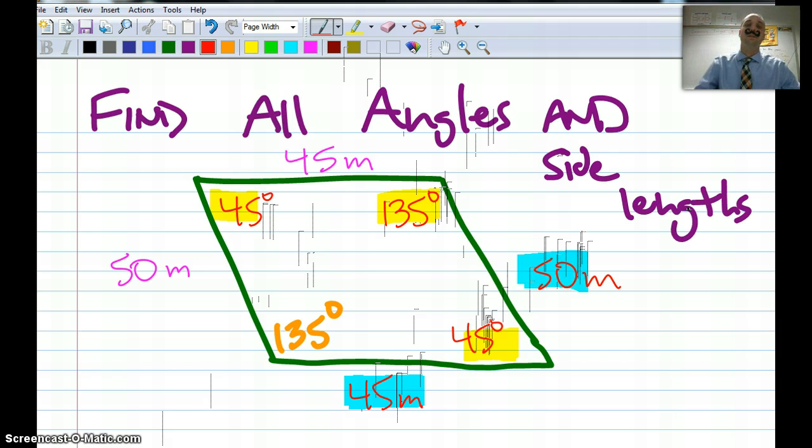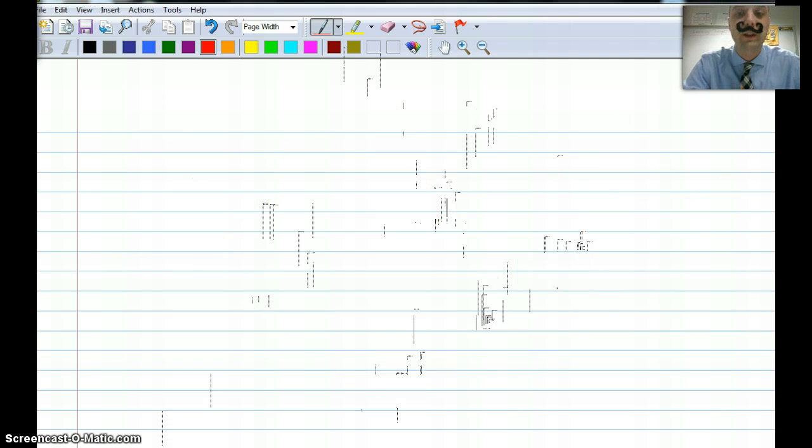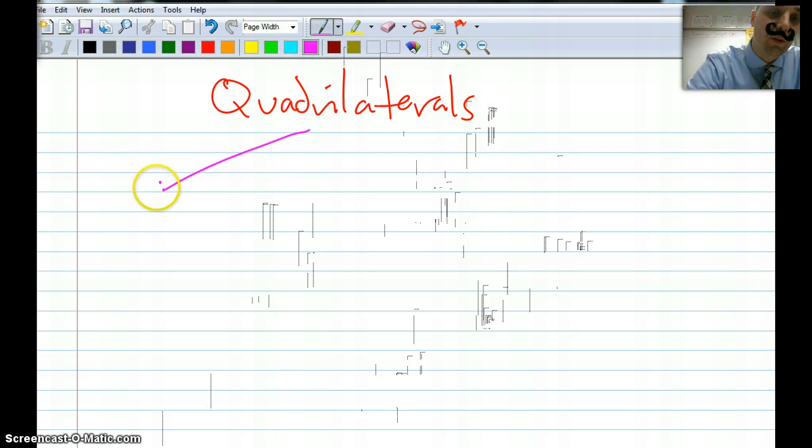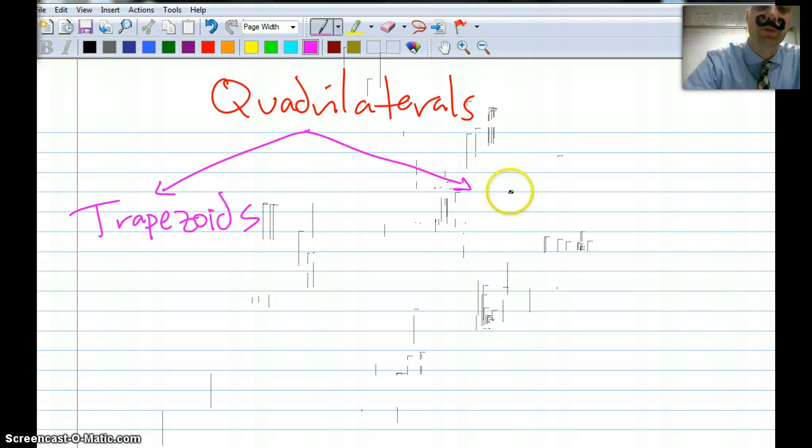One more little chunk to this lesson, and I'm going to have you make a hierarchy, kind of a tree diagram looking thing below this. We've got quadrilaterals. And this is kind of a review from your 6th grade year as well. So I want you to make quadrilaterals at the top of this tree diagram. And quadrilaterals that we're learning about right now can be classified as one of 2 things. Trapezoids or parallelograms.